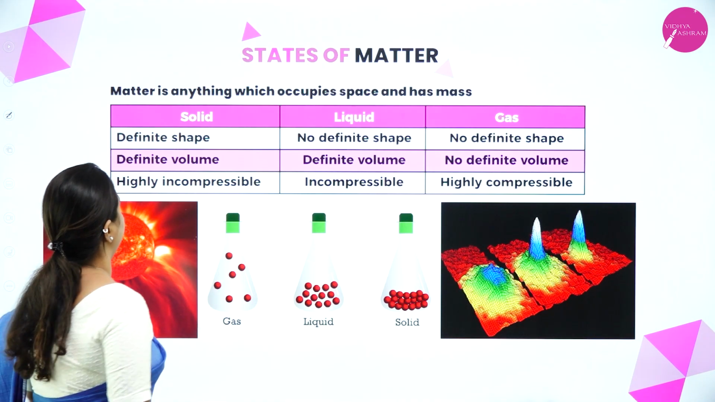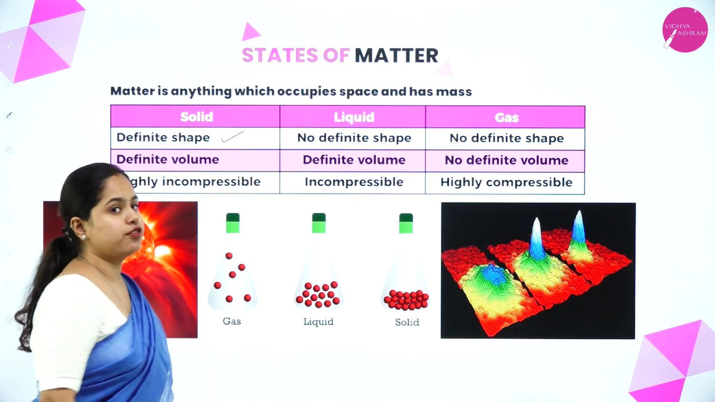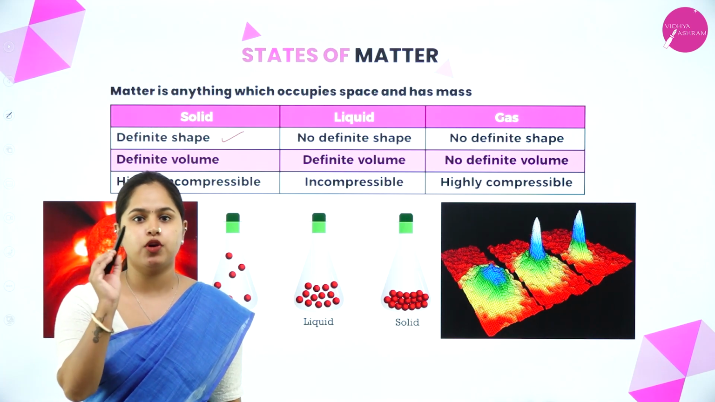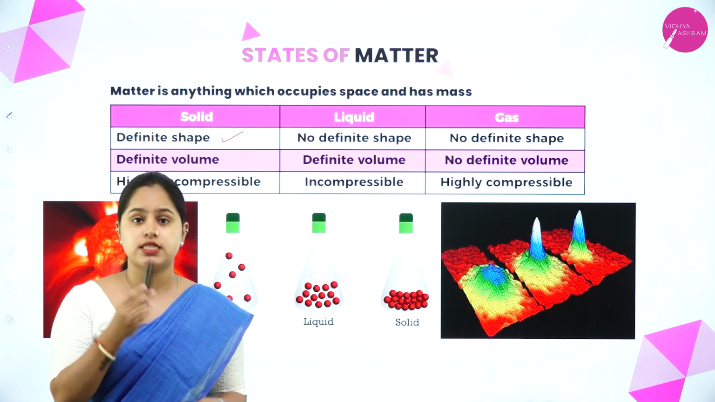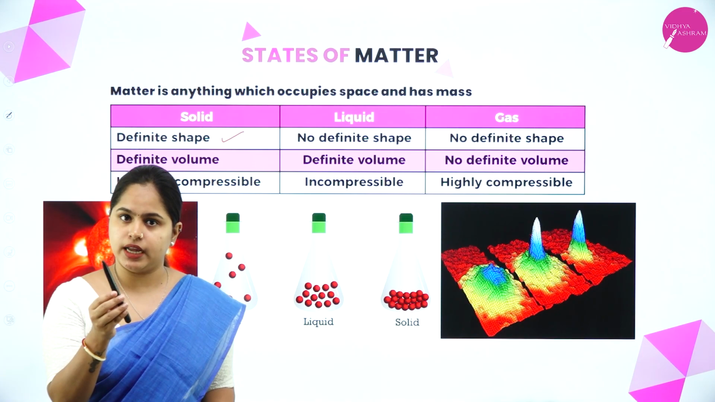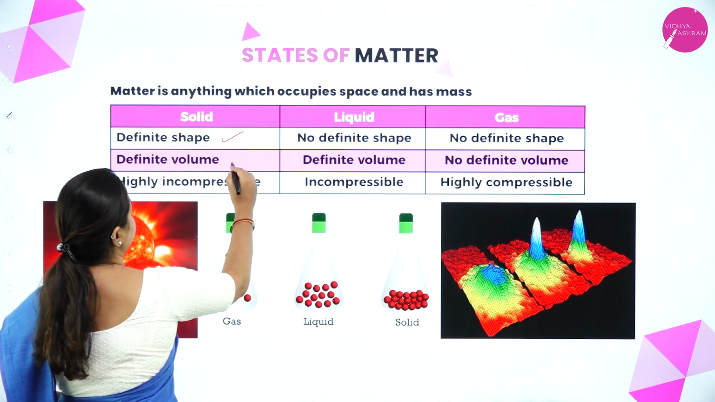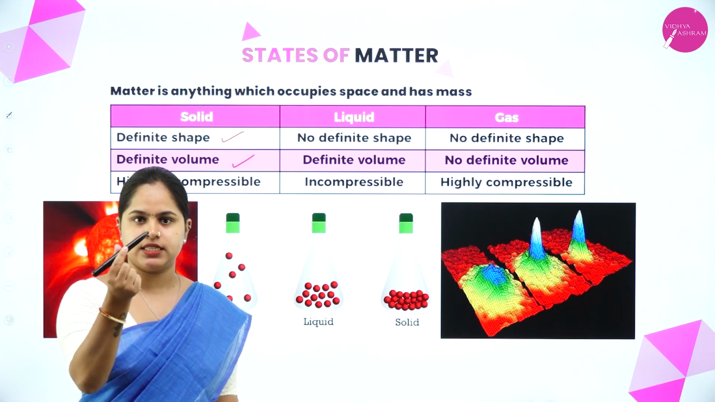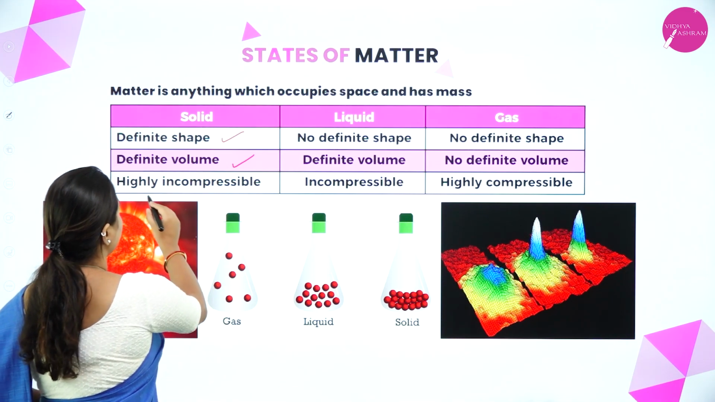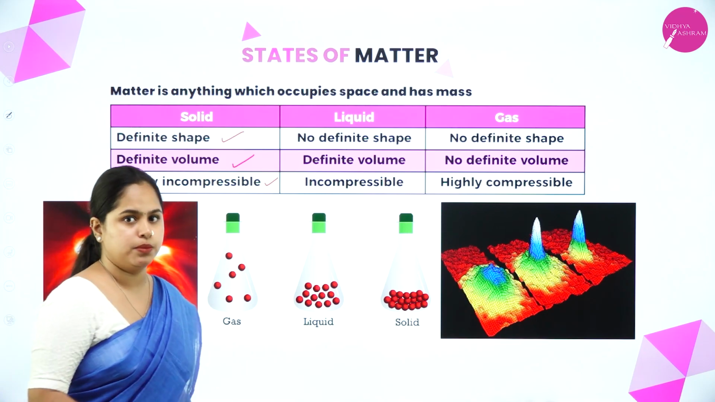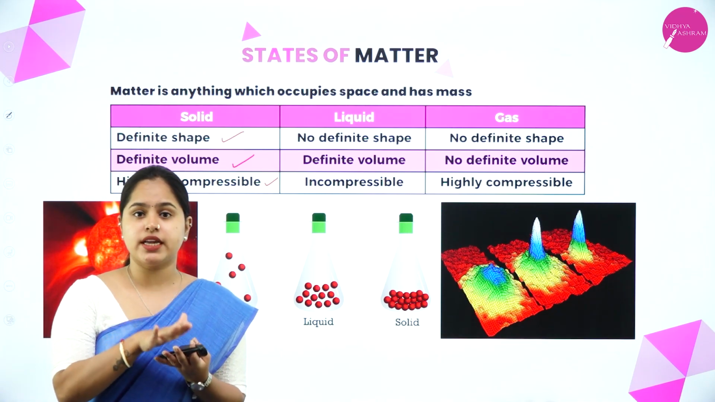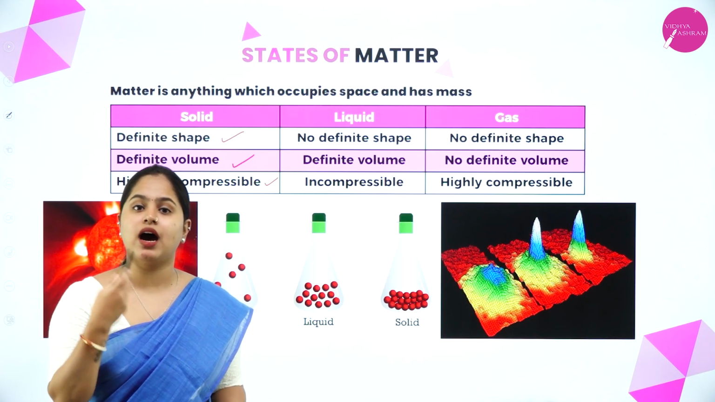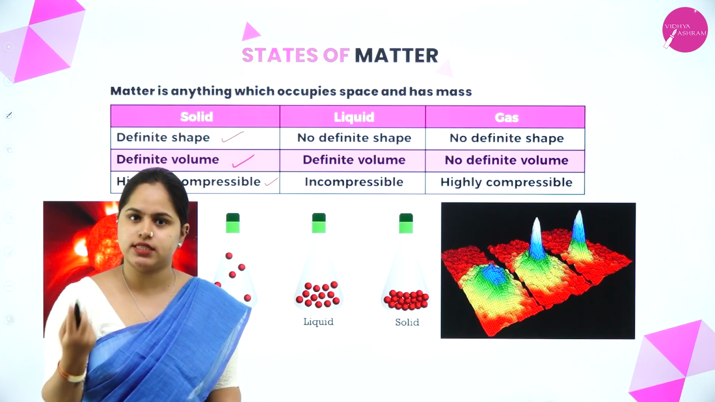Solids are said to have definite shape, right? Let us take the example of the pen that I am holding. It does have a definite shape, and it has a definite volume also. It has a definite mass. Now they are highly incompressible. If I try to compress it, we are not able to compress it, right? So solids in general are highly incompressible substances.